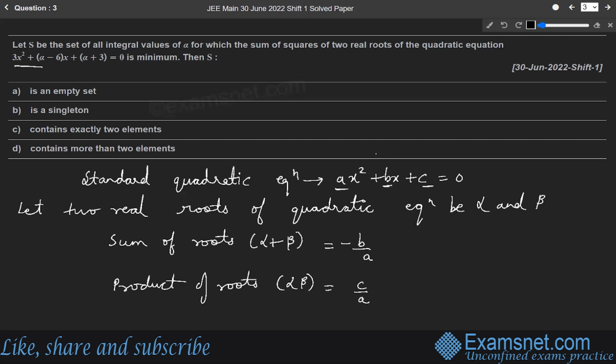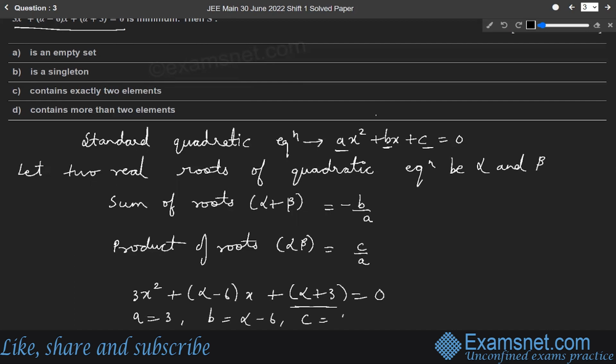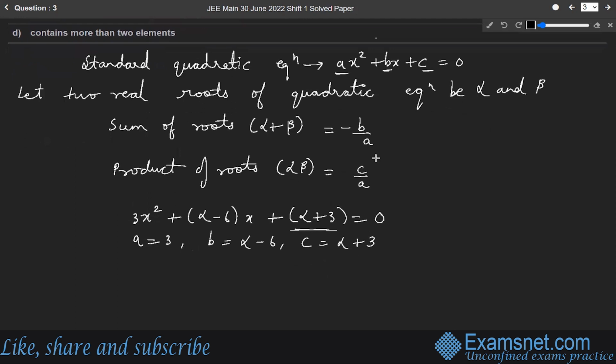A quadratic equation is given here. So firstly, let us write this quadratic equation. 3x square plus (alpha minus 6) into x plus (alpha plus 3) is equal to 0. If we compare the given quadratic equation with the standard quadratic equation, we get the values of a, b and c. What is a? A is the coefficient of x square, it is 3. B is the coefficient of x, so b is equal to alpha minus 6, and c is the remaining term. So what is the remaining term? Alpha plus 3.